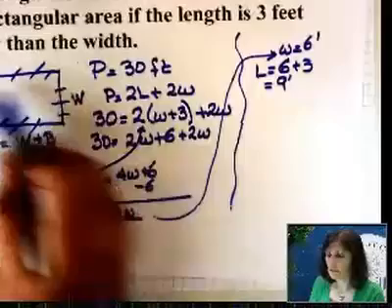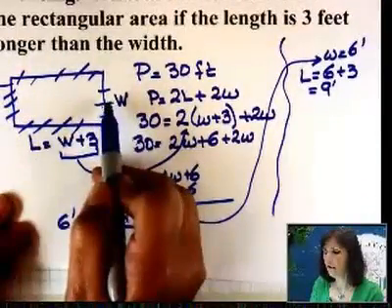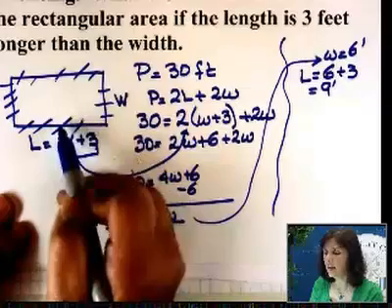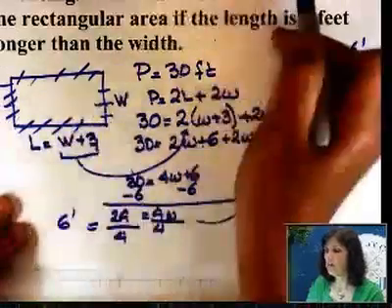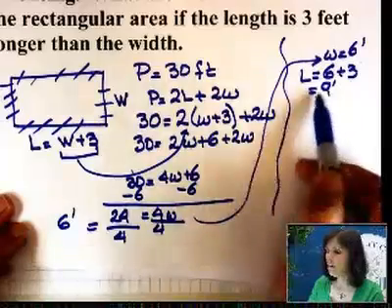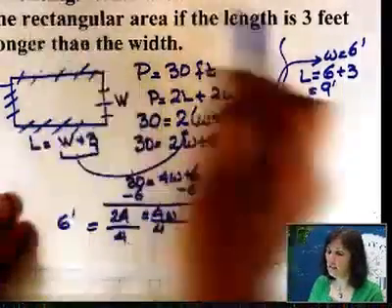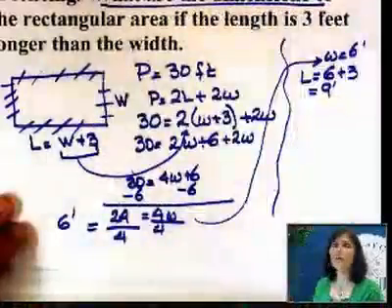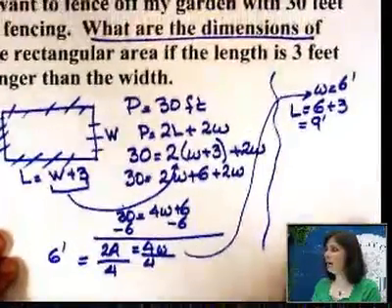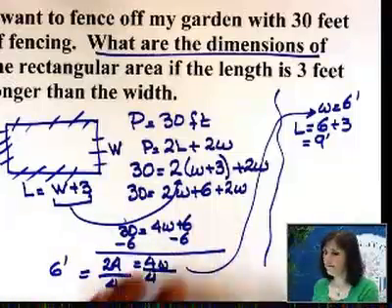Here's this 6. 6 and 6 is 12, and this is 9 and 9. That's 18. 18 and 12 together is 30 feet. Did I answer the question? Length is 9 feet and width is 6 feet, and they're asking what are the dimensions. All done. I even checked my answer. Did they add up to 30? All good.